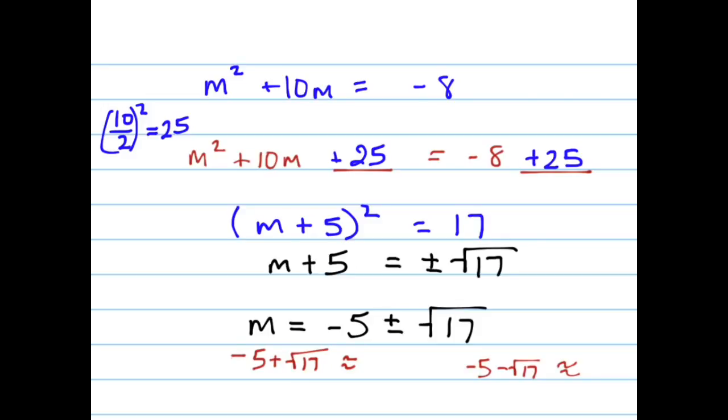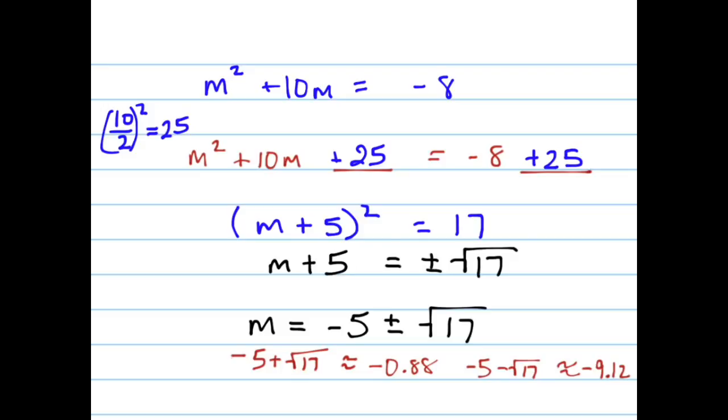Right? So we need to make this distinction so that when we plug it into our calculator, we get the right signs out. So what's negative 5 plus radical 17? Negative 0.88 for this one. What's the other one? Negative 9.12.